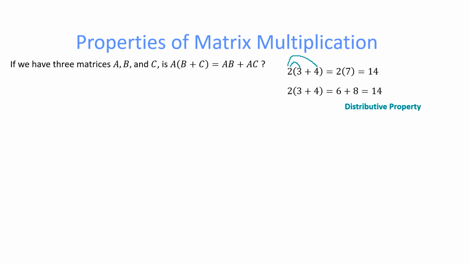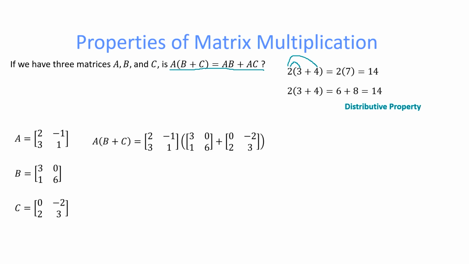Now we want to see if the distributive property works also for matrices. If we have 3 matrices, A, B, and C, we want to see if A times (B plus C) is equal to AB plus AC. So let's take 3 matrices A, B, C, and let's start with the first one, A times (B plus C). What are we going to do here? We'll first add these 2 matrices, and then we will multiply them.